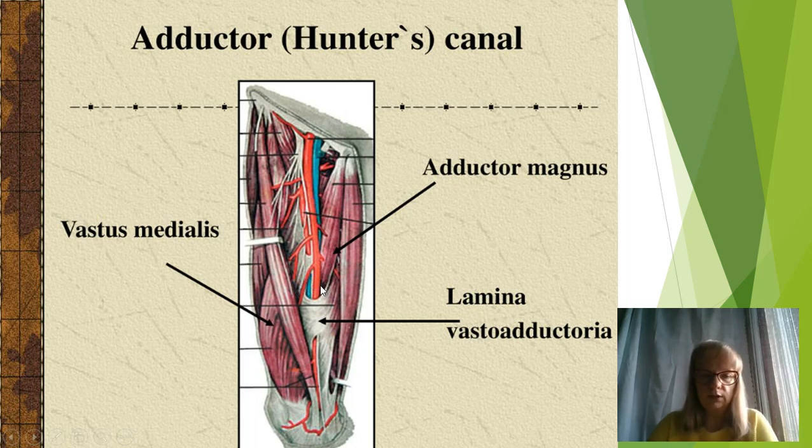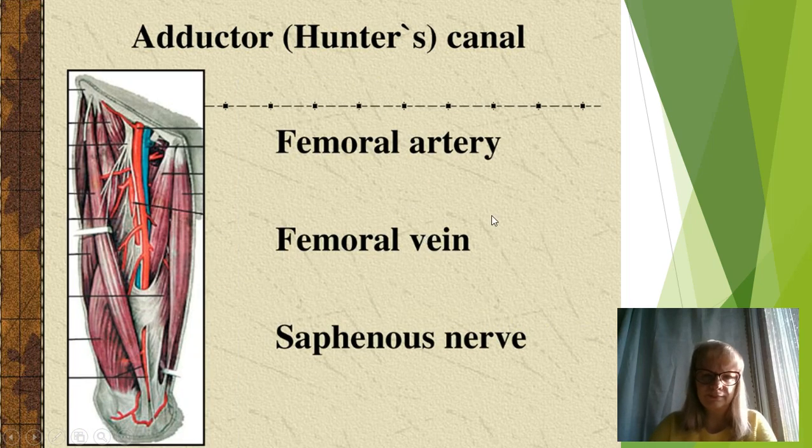In the adductor canal we have the continuation of the femoral artery, the femoral vein, and one branch from the femoral nerve, the saphenous nerve. You see here the signature: femoral artery, vein, and saphenous nerve. The saphenous nerve is a branch of the femoral nerve. Hunter's canal is in the middle aspect of the thigh.